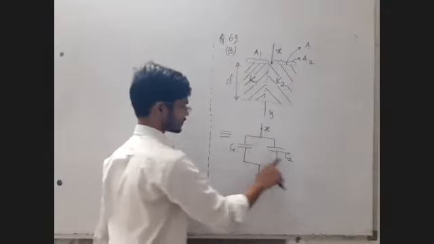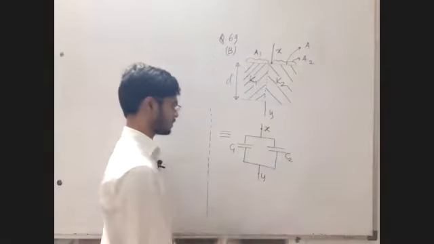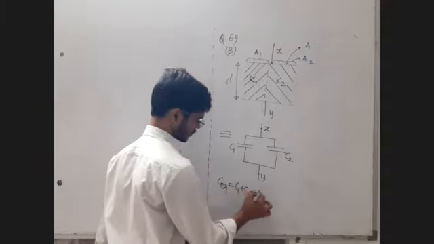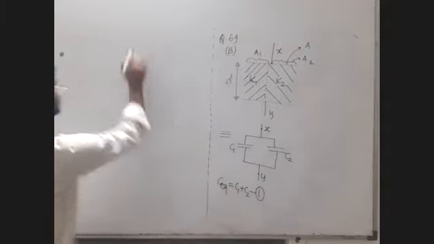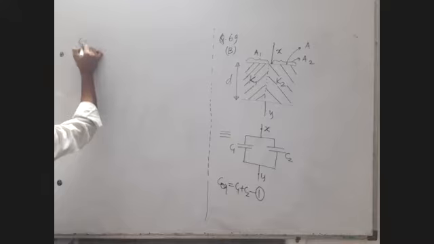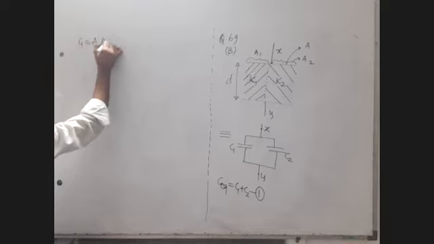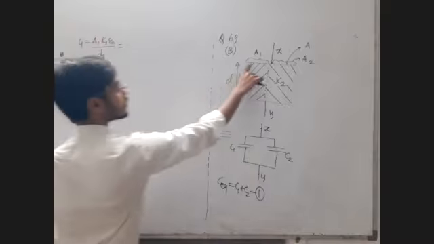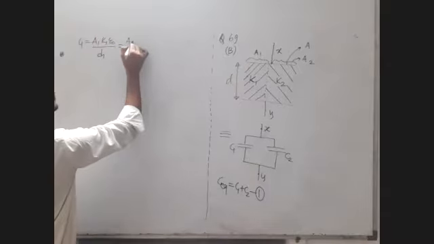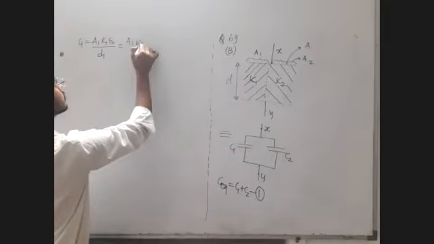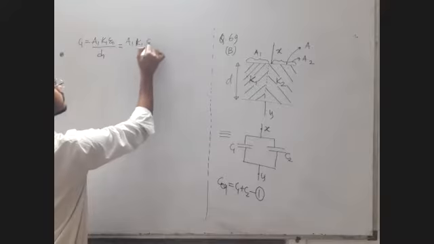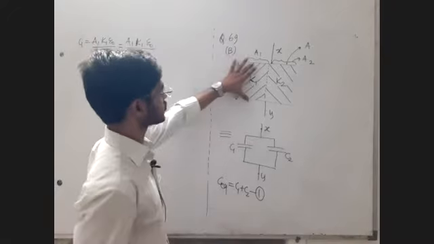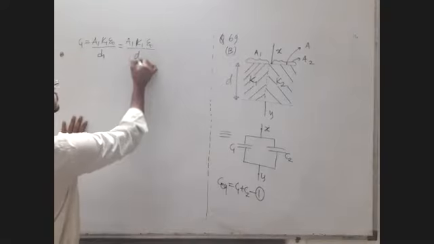Now you have two capacitors, C1 and C2, in parallel. C equivalent should not be a big deal. It should be C1 plus C2. Call this equation 1. Let us try to find out C1. C1 is equal to A1 K1 epsilon 0 upon D1. A1 is A1, K1 is K1, epsilon 0 is universally the same, upon D1. No need to say D1, it's D.